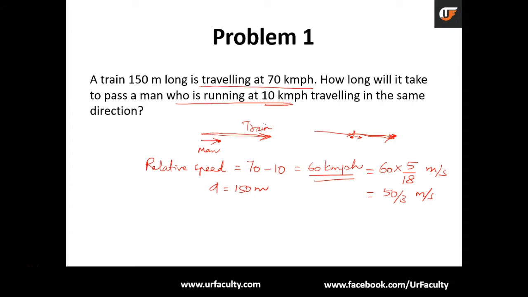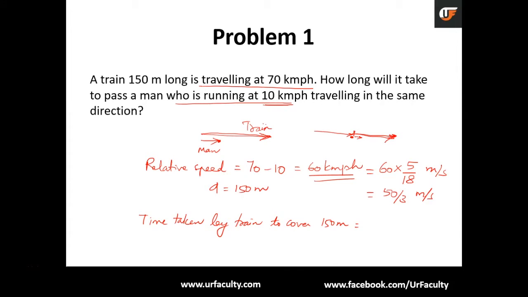Keep the fraction till the end of the problem. Okay, so now how do you solve this finally? So the time taken by the train to cover 150 meters. If we know the time taken by the train with respect to the relative speed to cover 150 meters, we know how much time it will take to cross the man.